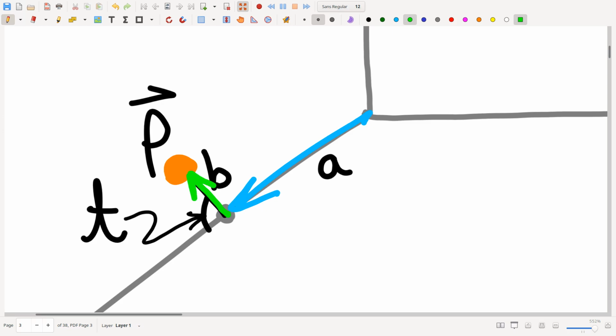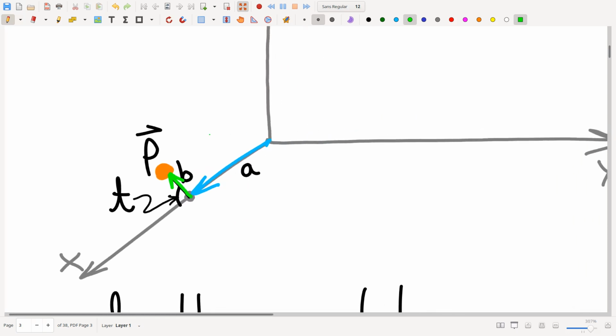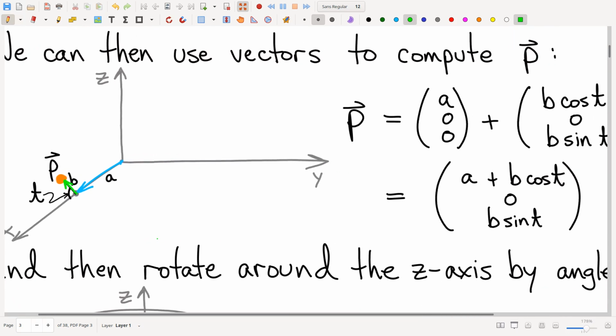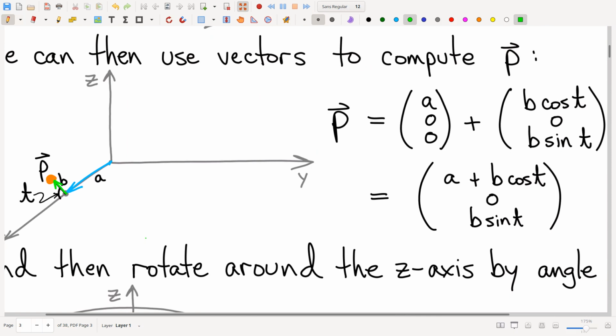And I just have to play some geometry games and figure out what those vectors are. I'm going to leave the geometry, it's geometry and trig, as exercises for y'all to do.